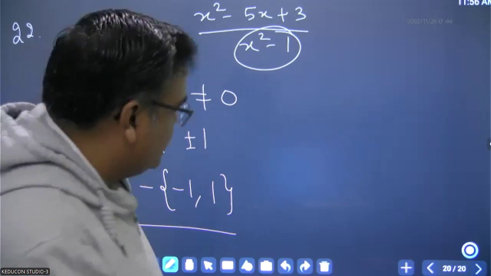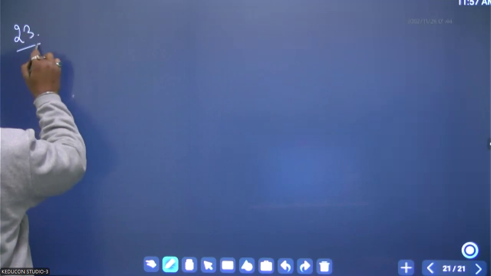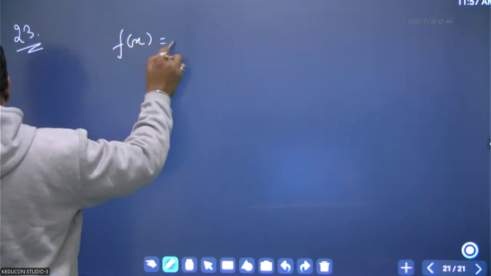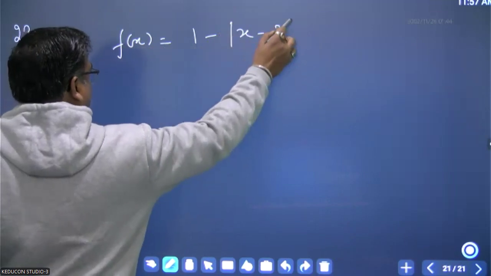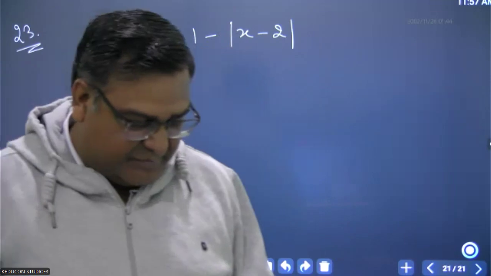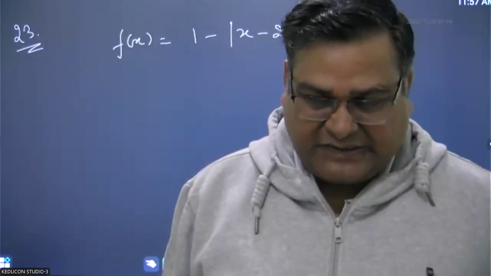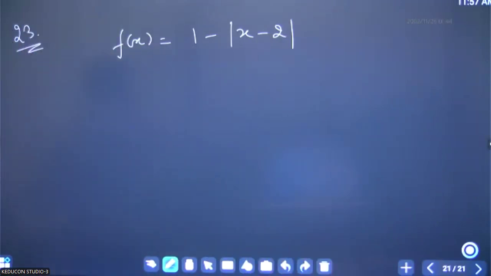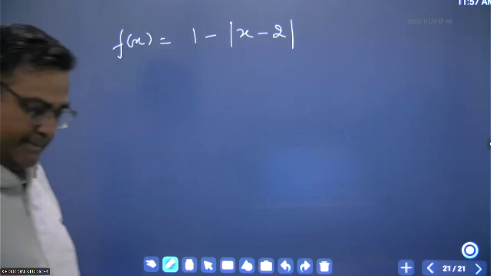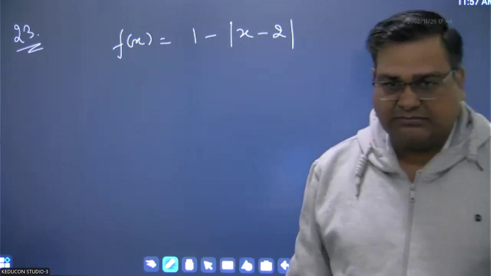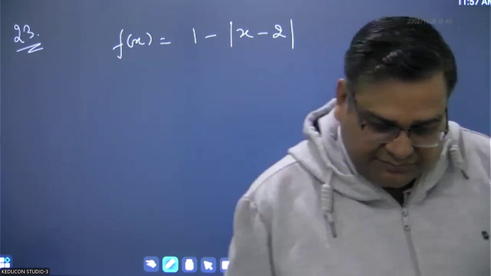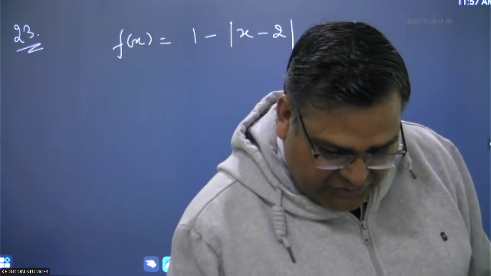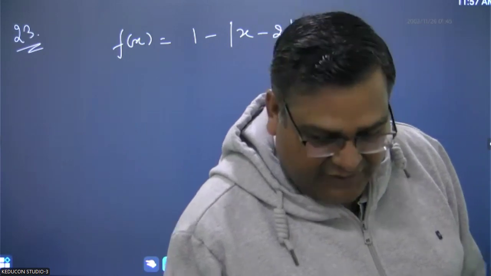Now students, comes to the question number 23. Question number 23 बच्चों. Range of the function. Function is given. You have to find the range of the function. Right, please do it. Again, very simple question. 1 minus mod of x minus 2. A option. Minus infinity to 1. Yes, students, very good.